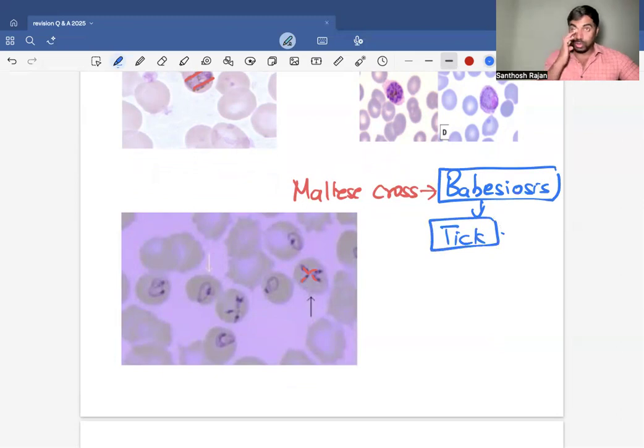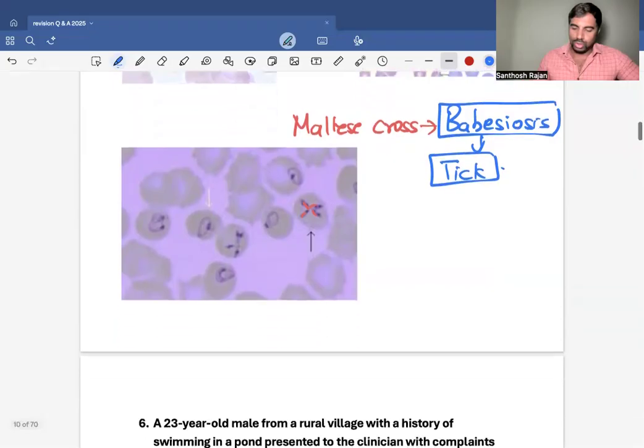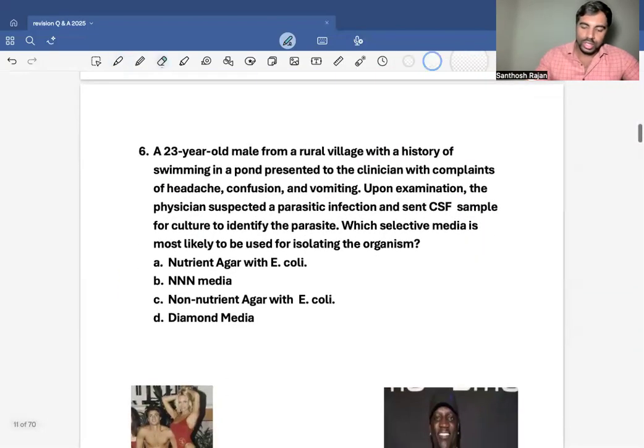So picture-wise, if they were to ask anything related to malaria, any of these things can come. So you know this one. Now, next question.